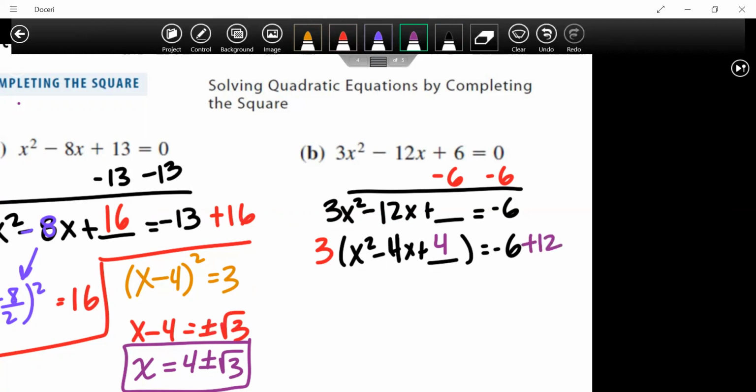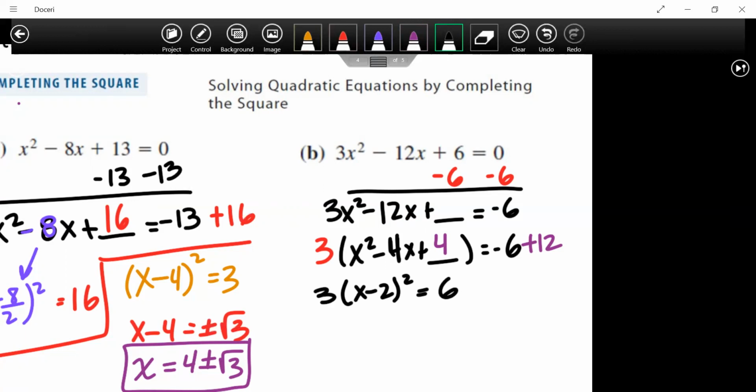Again, we pulled out the GCF because we still have the 3 on the outside. If we didn't have the 3, we would just be adding 4 to both sides. But because we have a multiple of 3, we want to be thinking about how we would redistribute this back in. So this would be 3 times 4, which would be 12. So it'd be 12 that we're adding to both sides. We're going to reduce down to get 3x minus 2 squared is equal to 6.